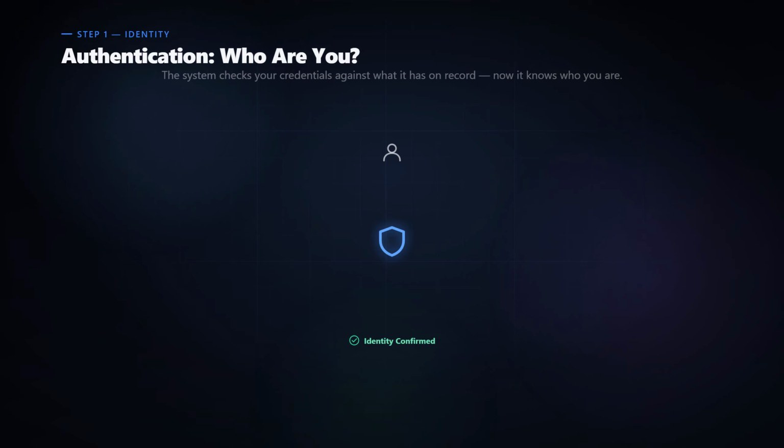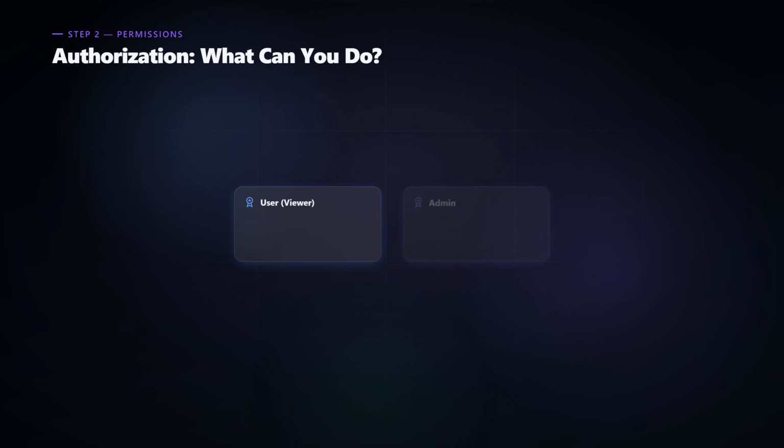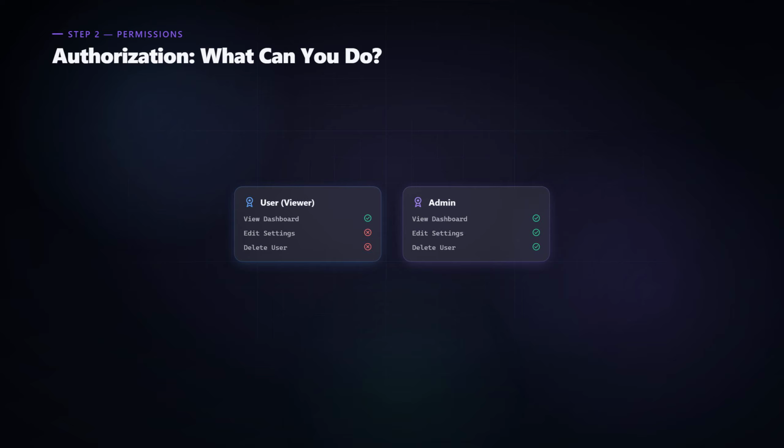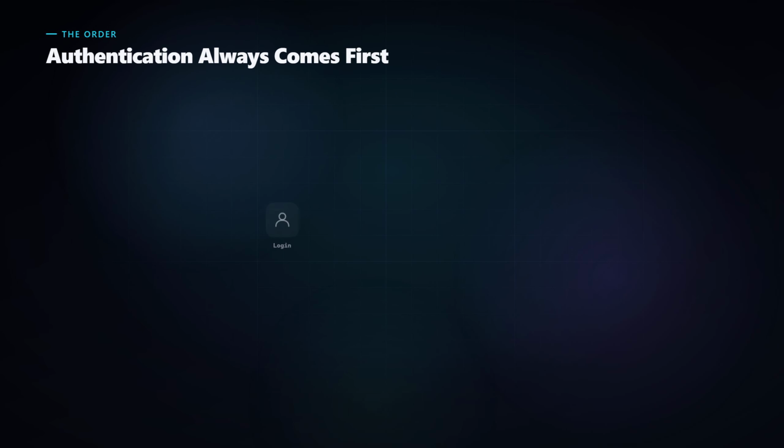Authorization answers a completely different question: what are you allowed to do? It's the process of checking permissions. Once the system knows who you are, authorization decides which resources you can see, which actions you can take, and which ones are off-limits. A logged-in user and an admin might be authenticated the exact same way but authorized very differently. And that ordering isn't optional.